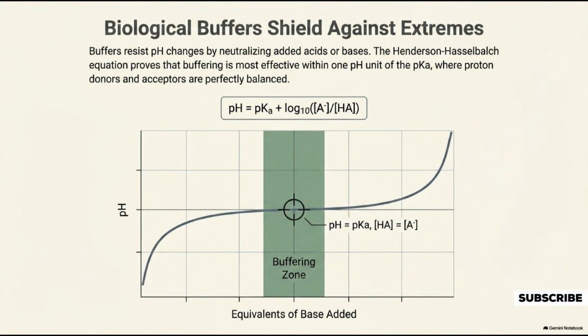At the midpoint of the titration, exactly half of the weak acid has dissociated, making the concentration of the proton donor equal to that of the proton acceptor. At this unique midpoint, the pH of the solution is numerically equal to the apparent pKa of the weak acid. The shape of this curve and its buffering action are described by the Henderson-Hasselbalch equation.